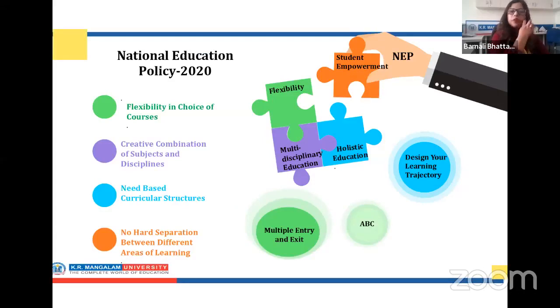Now, this is something which is in hype nowadays, which is the National Education Policy. At Mangalam University, we follow this National Education Policy. Now, what is this NEP?